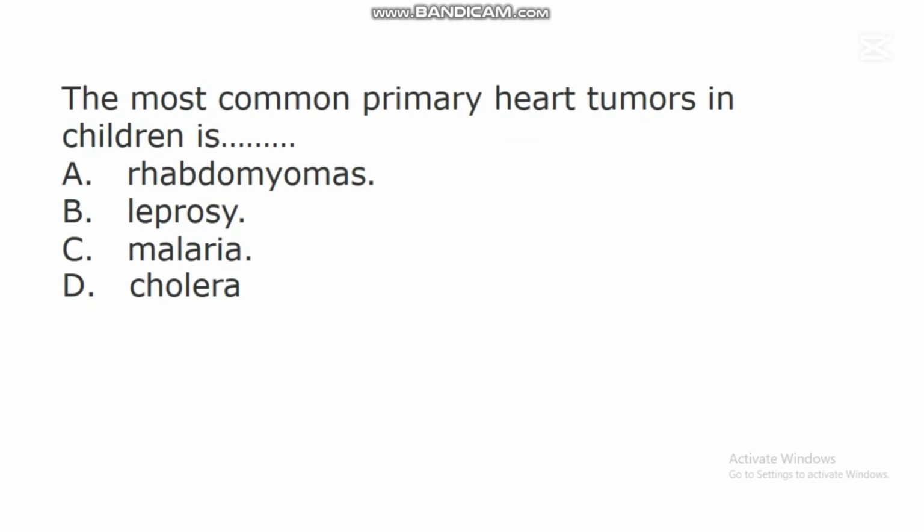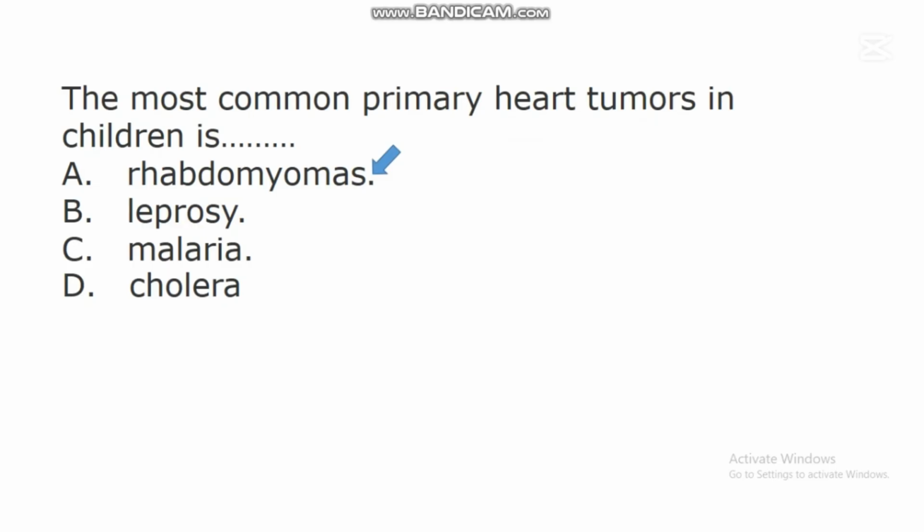The next question says, the most common primary heart tumors in children is dash. A. Rhabdomyomas. B. Leprosy. C. Malaria. D. Cholera. In this question, the correct answer is A.